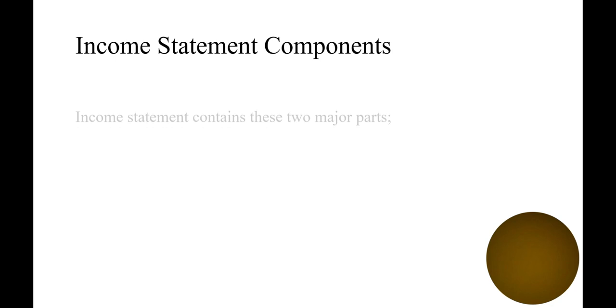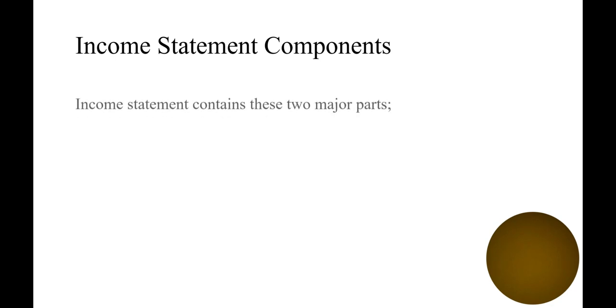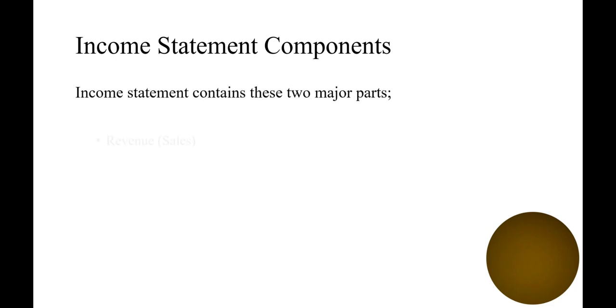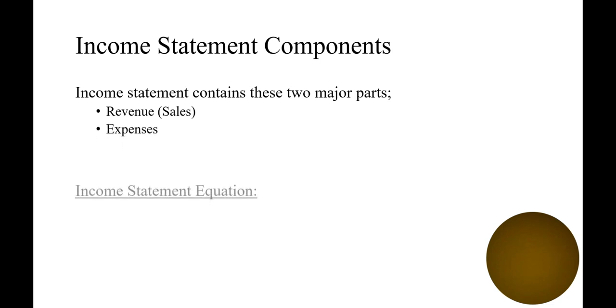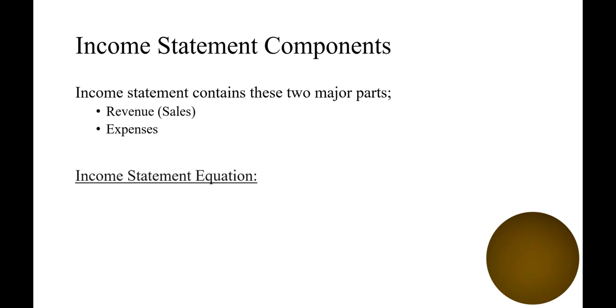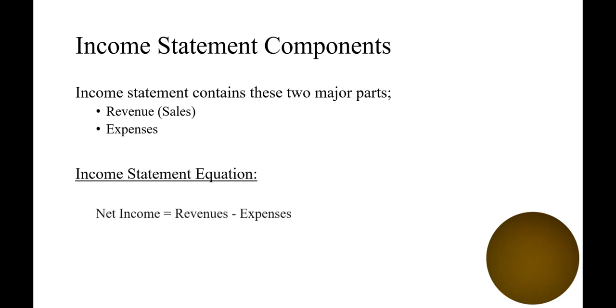Let us quickly look at what makes up the income statement. The income statement usually contains two major portions. We have the revenues or the sales, and we have the expenses of a business. And these two lead up to the most important equation of the income statement, which is: net income is equal to revenues minus expenses.